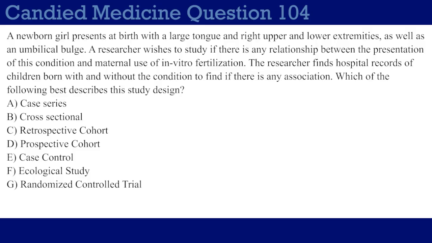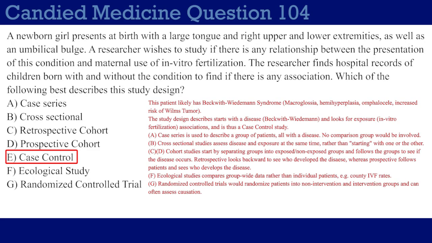But putting that aside, this is a biostatistics question. So here you start with the disease, which is Beckwith-Wiedemann syndrome, and then you go looking for the exposure to try to establish if there is any kind of association. So if you start with a disease and look for exposure in an observational study, which is what this is, it's a case control study, so choice E is the correct answer. And questions like this are just testing you on your definitions, right? So let's just look at the other ones.